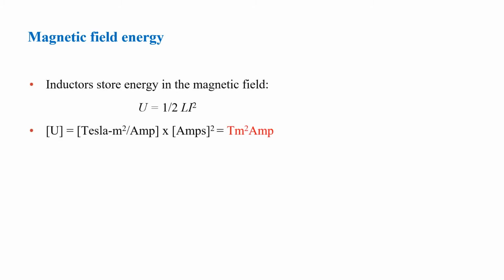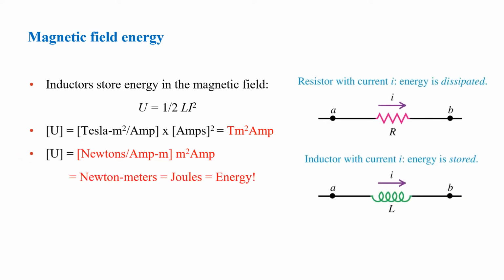How about the magnetic field energy in your inductors? Inductors store energy in the magnetic field, which is given by U, your magnetic field energy, that's equal to 1/2 of the inductance times the current I squared. The unit of U is joules, which is energy. Remember that for your resistor with current I, energy is dissipated. For your inductor with current I, energy is stored.